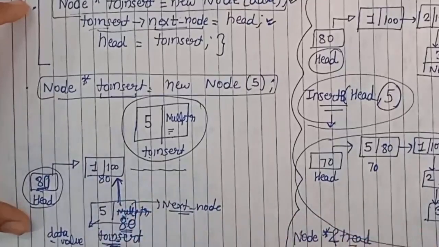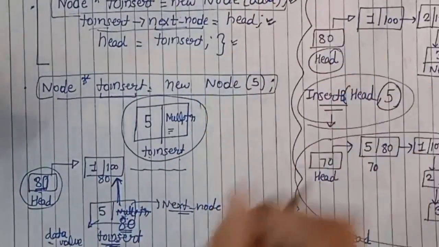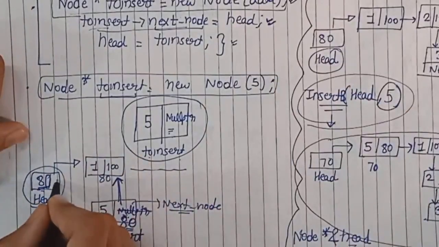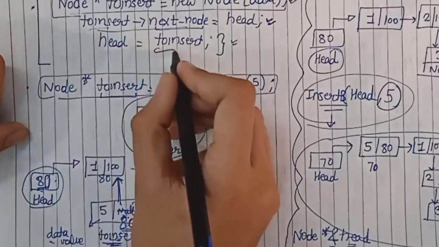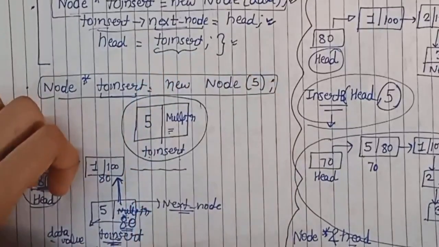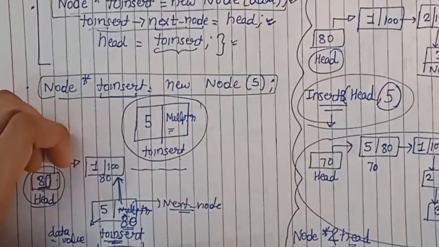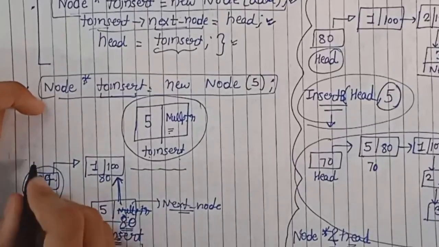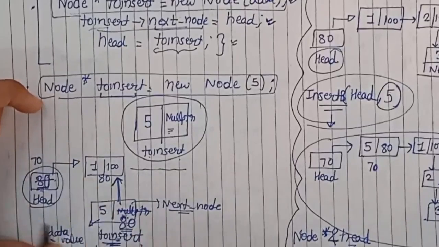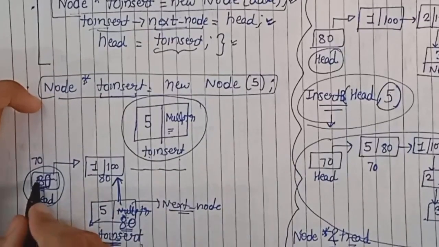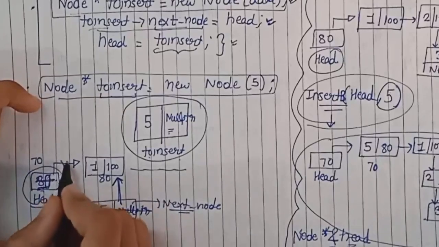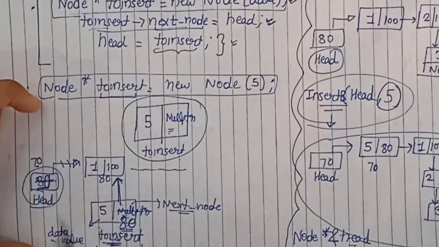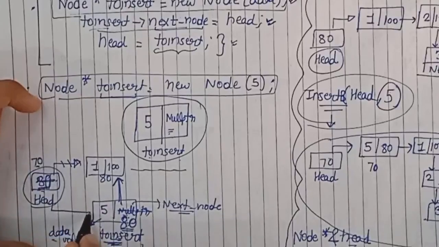Now what is the next step? In the next step, in this head pointer variable, I am just storing the address of the to insert node. Let's say the address of this to insert node is 70. So now in place of 80, I have stored the address 70. Since 80 is removed from here, this connection will be broken. And since we have put 70 here, this new link will be created.